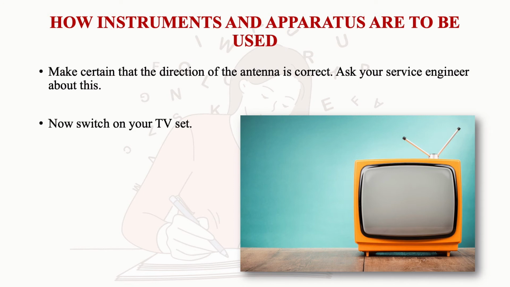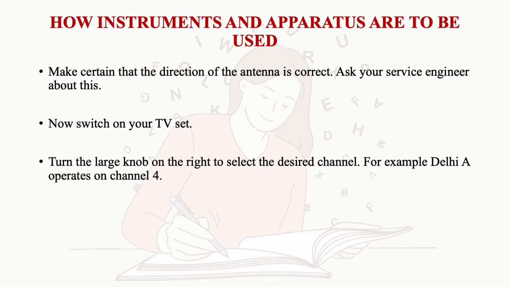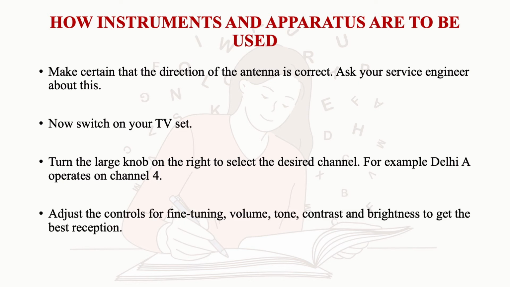Number 6, turn the large knob on the right to select the desired channel. For example, Delhi A operates on channel 4. Number 7, adjust the controls for fine tuning, volume, tone, contrast and brightness to get the best reception.